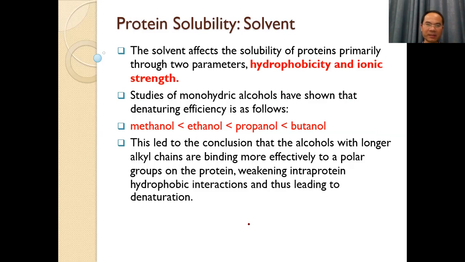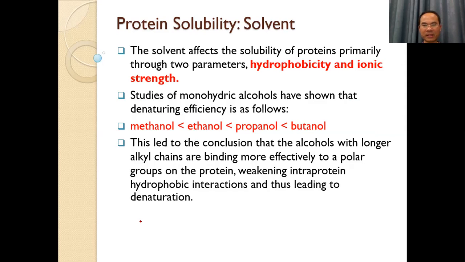Hydrophobicity is don't like water. Ionic strength. Studies of monohydric alcohols have shown the following denaturing efficiency: methanol is lower than ethanol, propanol, and butanol. That means the alcohol with a longer alkyl chain, meaning a higher carbon atom count, like butanol or propanol, binds more efficiently to a polar group on the protein.